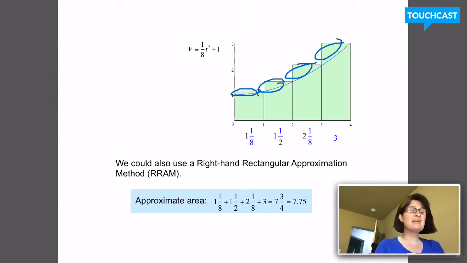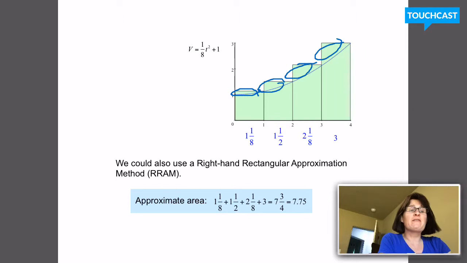What makes that happen here is because this function, this velocity curve, is increasing. So if a function is increasing, a left-hand Riemann sum is always going to be an underestimate, and a right-hand Riemann sum is always going to be an overestimate if the original function is increasing.